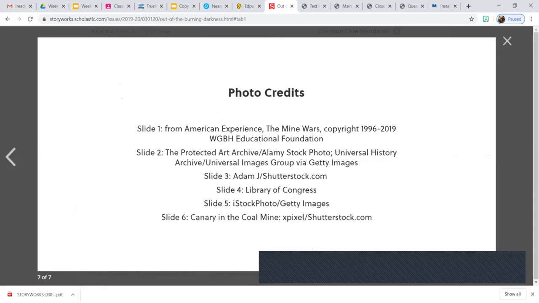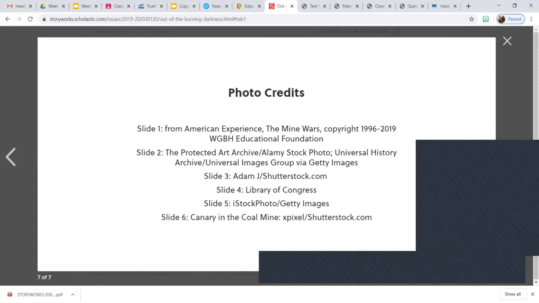And that is the last of the text features. So reread through that article and see if you can find additional text features.